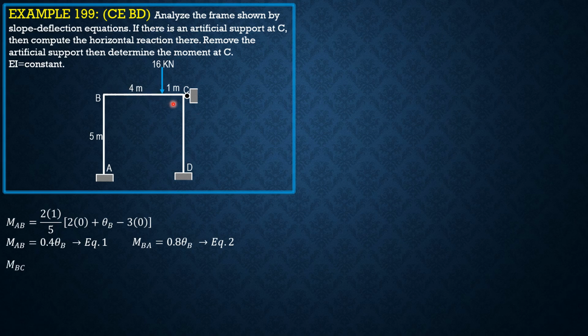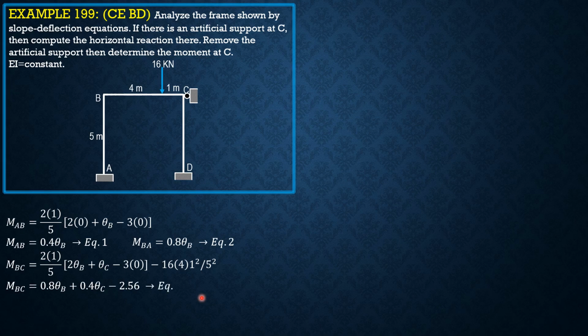Then for MBC, we expect moments at B and C. So 2 times EI, 1 over L, 5, quantity 2 theta B plus theta C minus 3 times 0, minus fixed moment 16 times 4 times 1 square over 5 square. Simplifying, MBC is equal to 0.8 theta B plus 0.4 theta C, then minus 2.56. Call that equation 3.